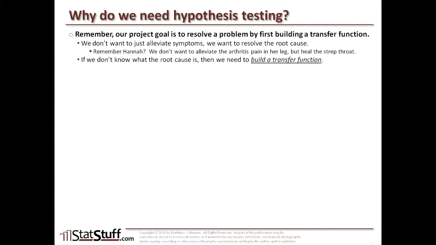So if we don't know what the root cause is, then that means we need to build a transfer function to figure that out. By building the transfer function, we can know what changes, that is, what improvements we need to make that should fix that root cause.